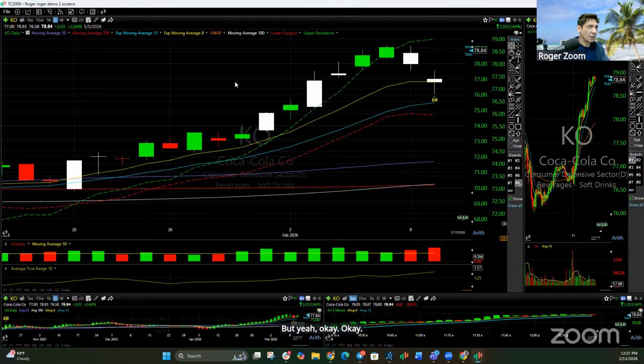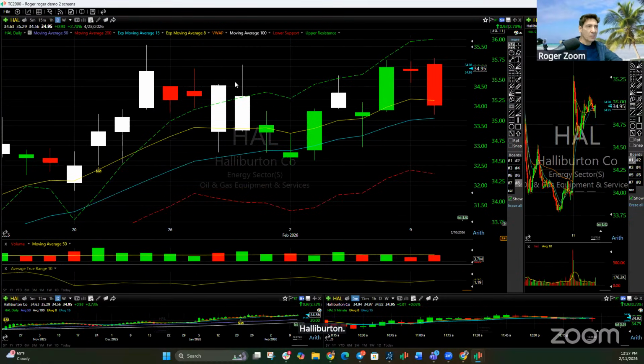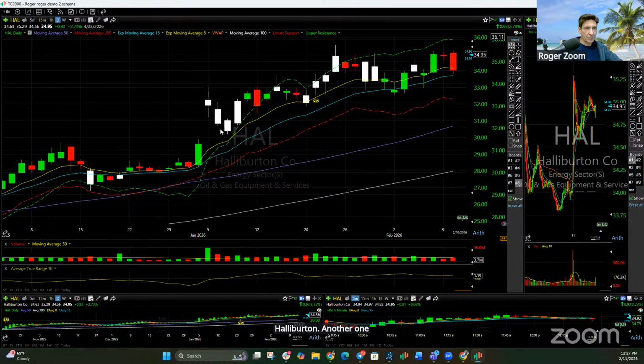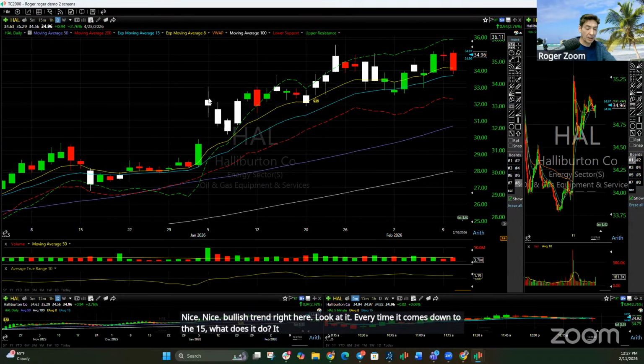Halliburton. Another one. Nice bullish trend right here. Look at it. Every time it comes down to the 15, what does it do? It rejects it and goes back up.